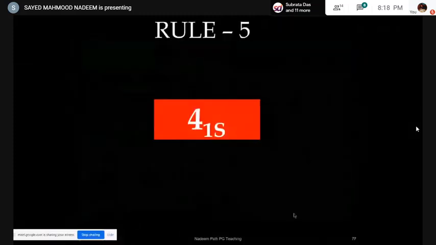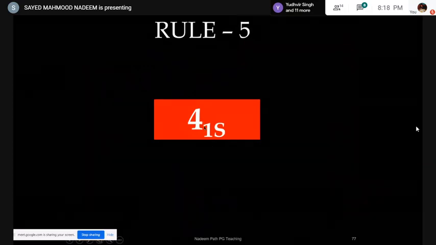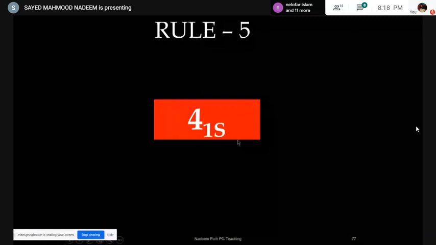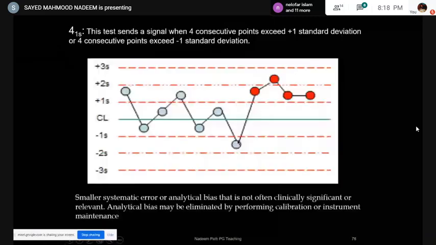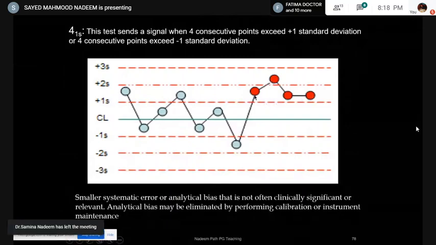The fifth rule is 4-1S. 4 means 4 points beyond one standard deviation. Now, as you can see here, there are these 4 points which are beyond. This is the 1S boundary, and you can see 4 points which are beyond this.